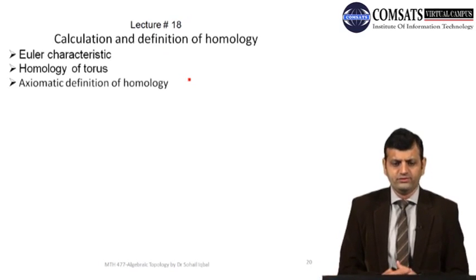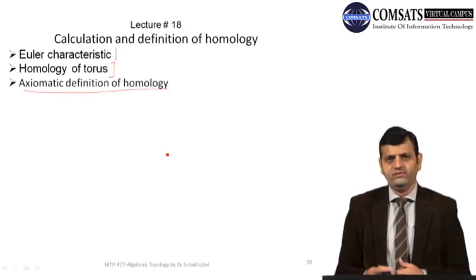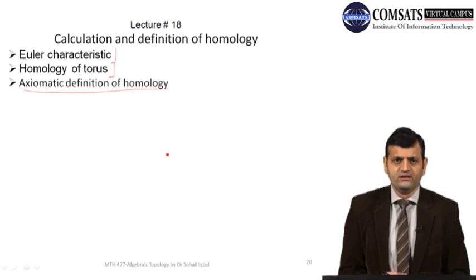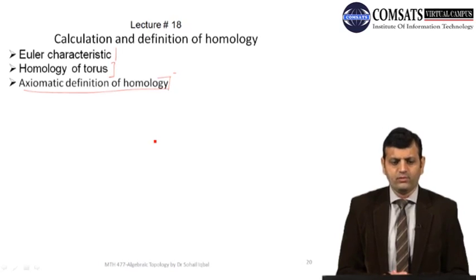So moving on to lecture number 18, we covered calculation and definition of homology. We also defined what the Euler characteristic is, and we computed the homology of a torus. Then we gave the axiomatic definition of homology. I have been saying three different names again and again: simplicial homology, singular homology, and cellular homology. So what is the difference between them? In this lecture we discussed what homology is, in other words the axiomatic definition of homology.